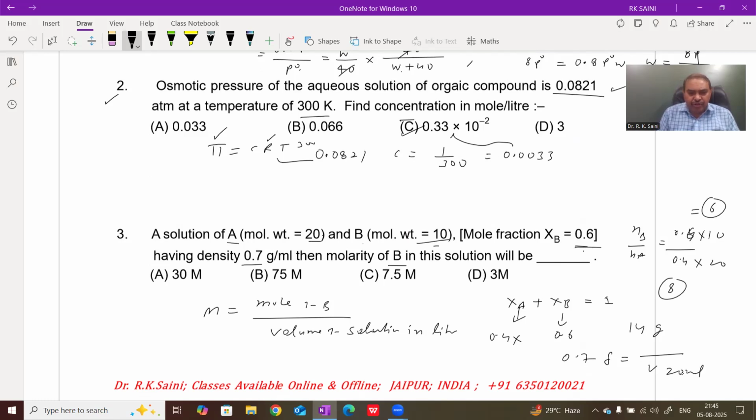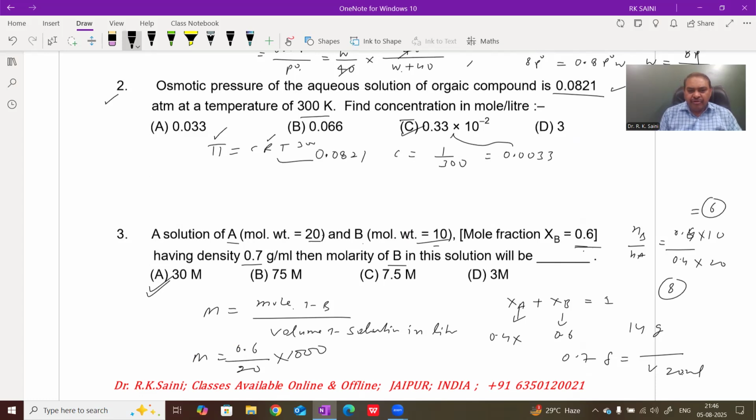Then putting the value. Moles of B as their mole fraction 0.6, volume 20 into 1000 because we take volume in liter. And finally, the concentration of solution is 30 M.